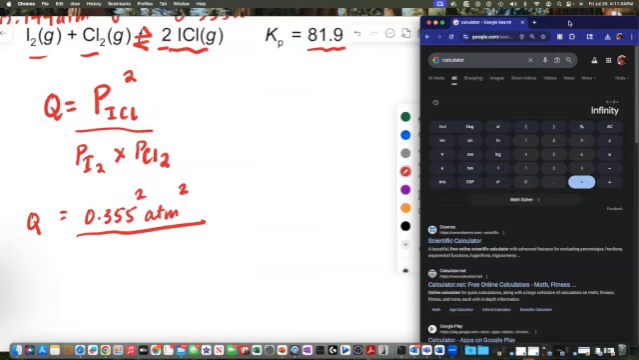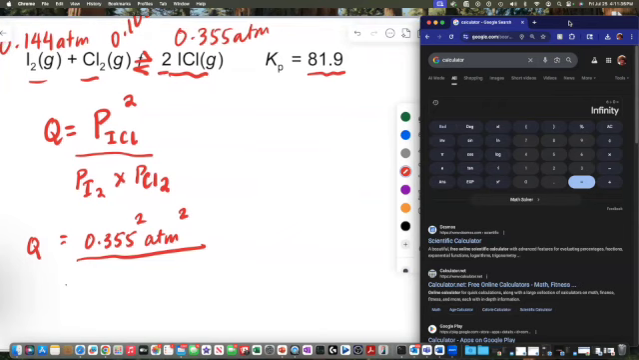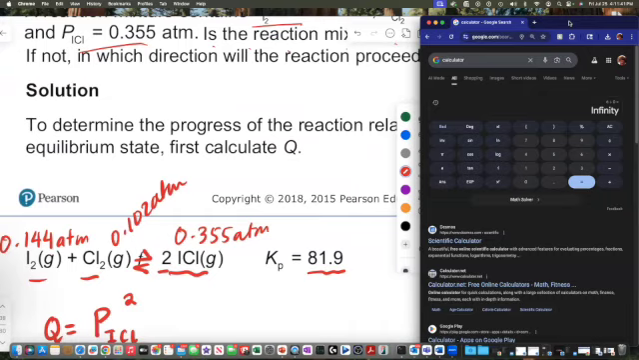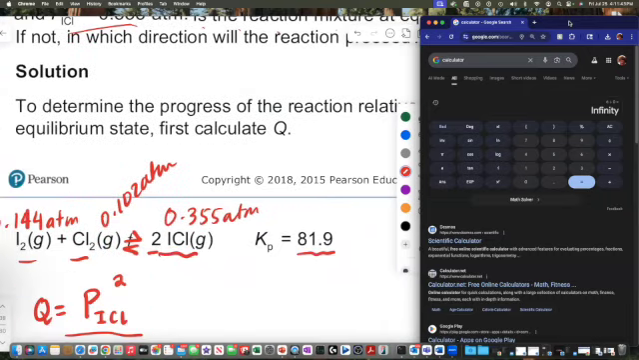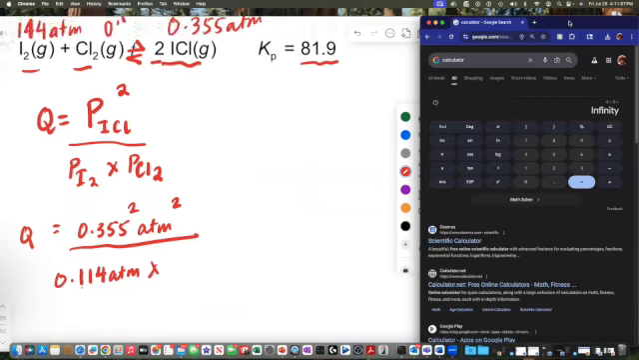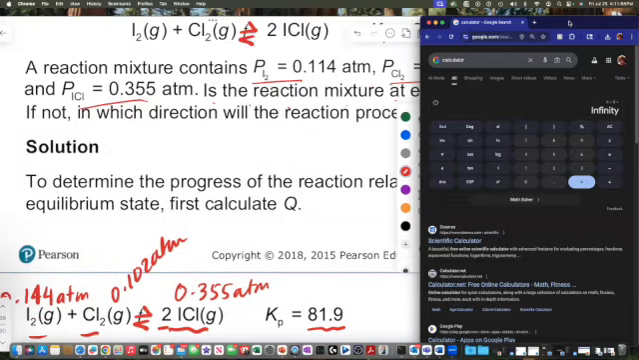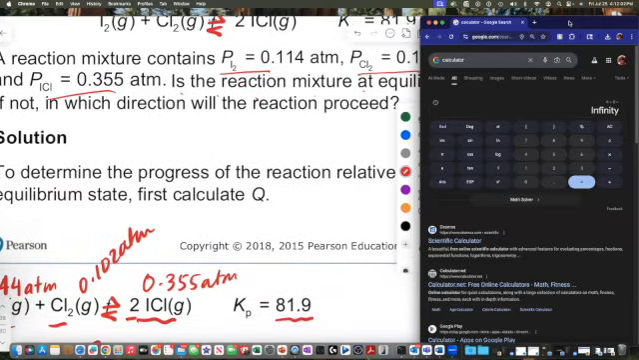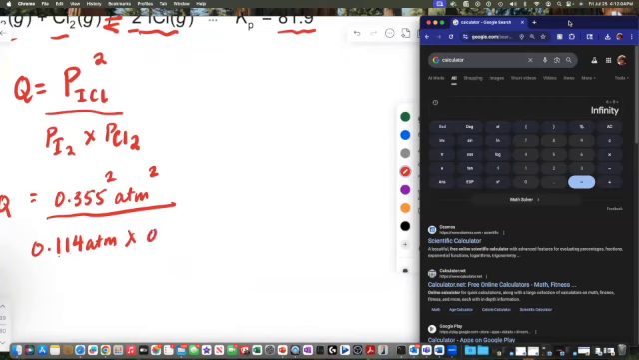Okay. PI2 is what? Was it 144 or 114? It was 114. I know I said 114 and 144, y'all. Sorry, but you see what fatigue does to me, right? Okay. So 114 atm times, and then PCl2. The Cl2 here is what? 0.102. Right? I have to double check because I know I'm operating tired. When I'm tired, I make a lot more mistakes.